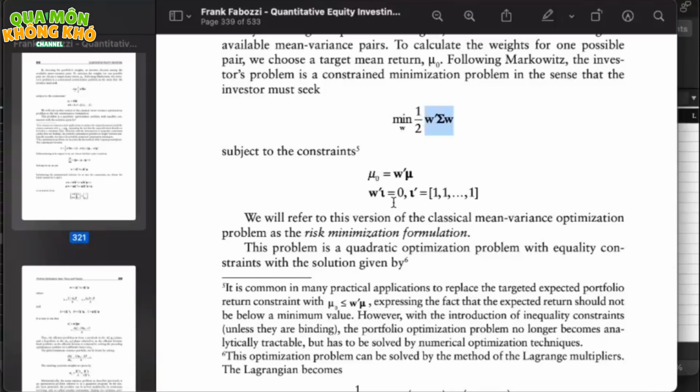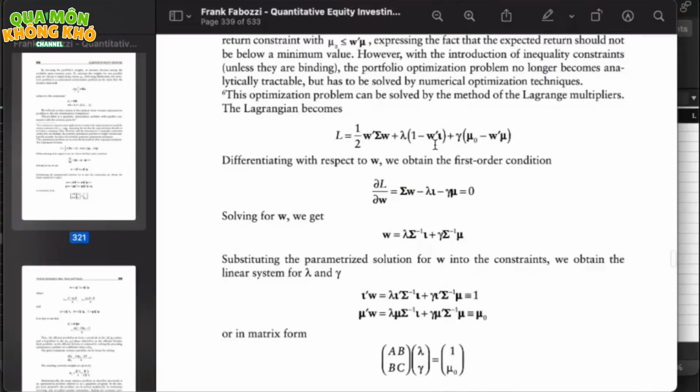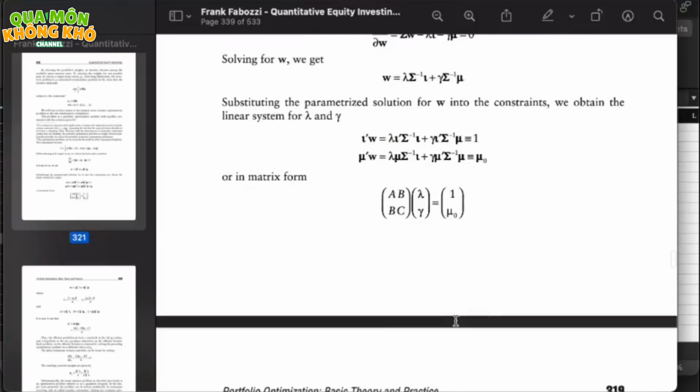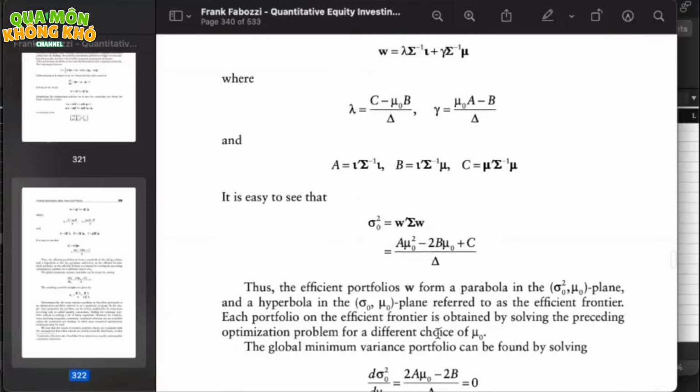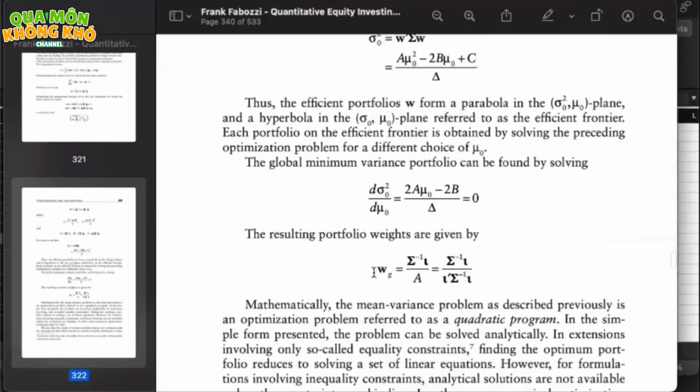Okay, you just see, this is our portfolio variance, and with two constraints here, we just take the partial derivative with the Lagrange multiplier multiplied by the constraint, and we have our solution. So the solution is easy to remember, and I hope you remember this solution in the portfolio optimization.